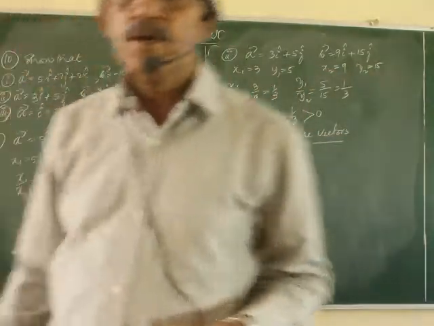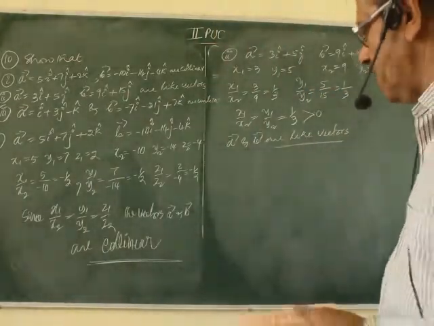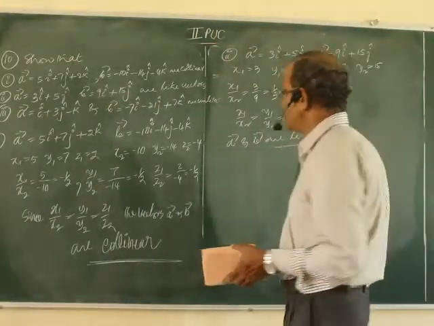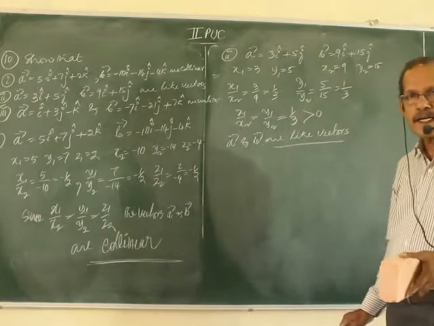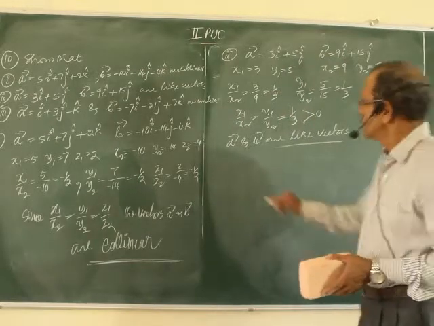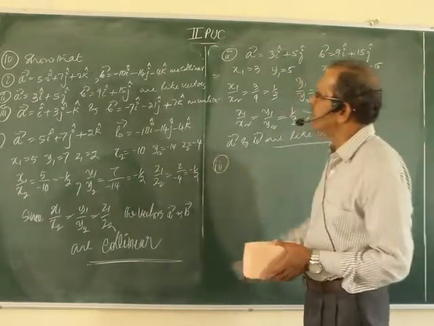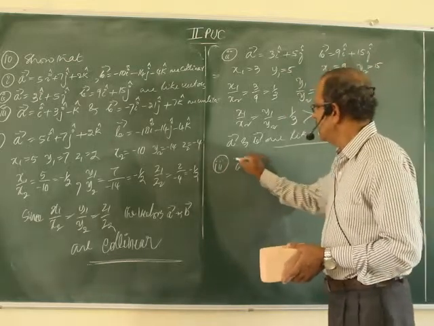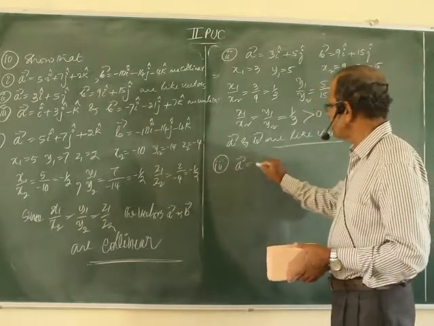Remember, ratio equal for the collinearity of the vectors. Ratio is positive, like vectors. Ratio negative, unlike vectors. The third one I have given as an example for the unlike vectors. Let me do that one also.